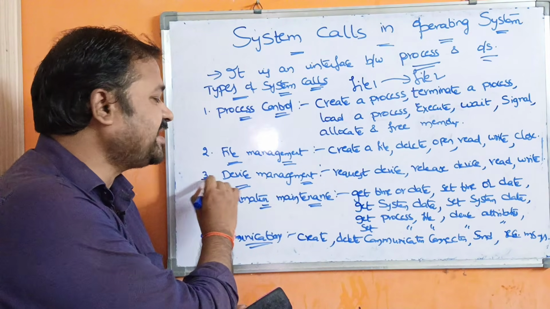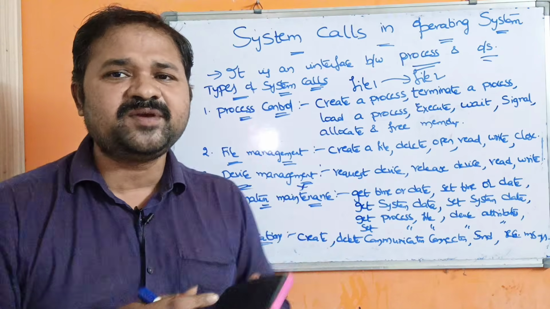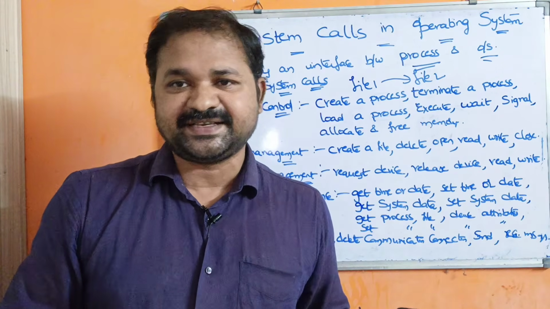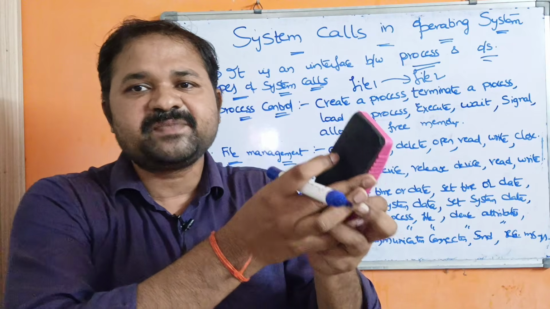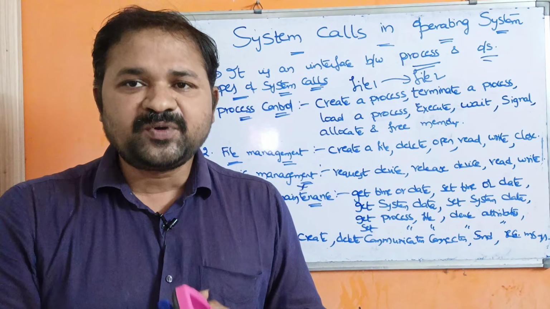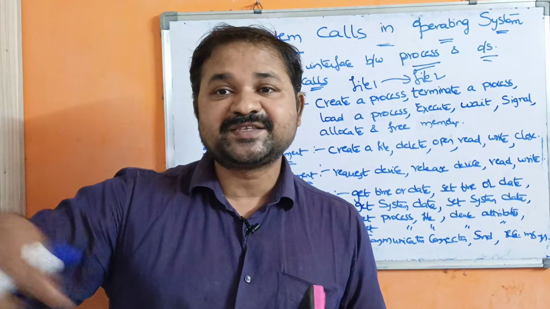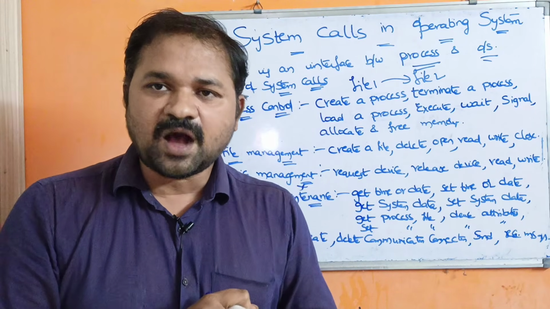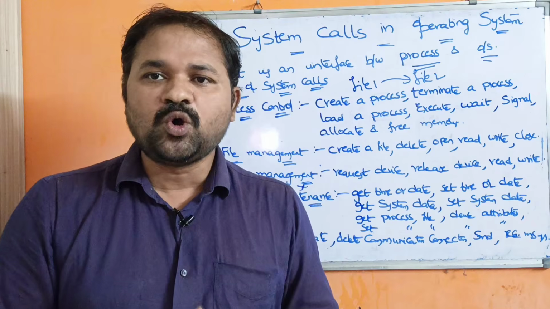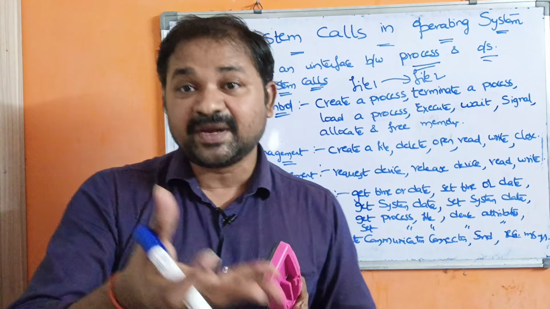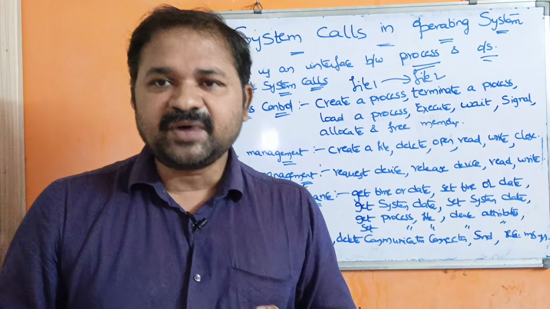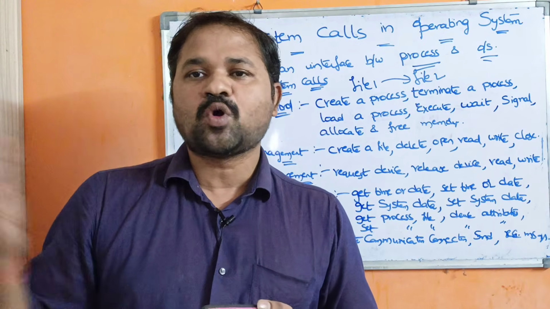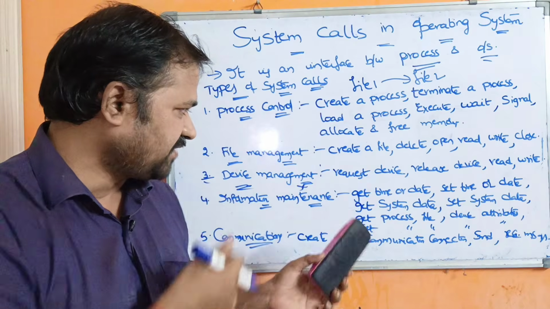Next one is device management. A device may be either an input device or an output device. The input devices are useful in order to provide information to the computer, whereas output devices are useful in order to display information from the computer. The commonly used input devices are keyboard, mouse, and scanner, whereas the commonly used output devices are printer and monitor.